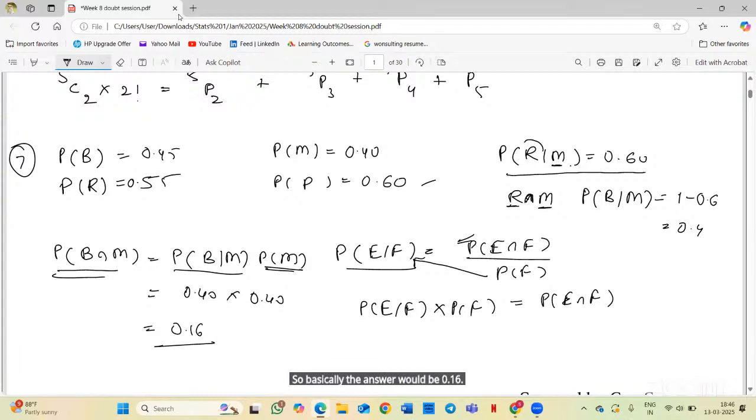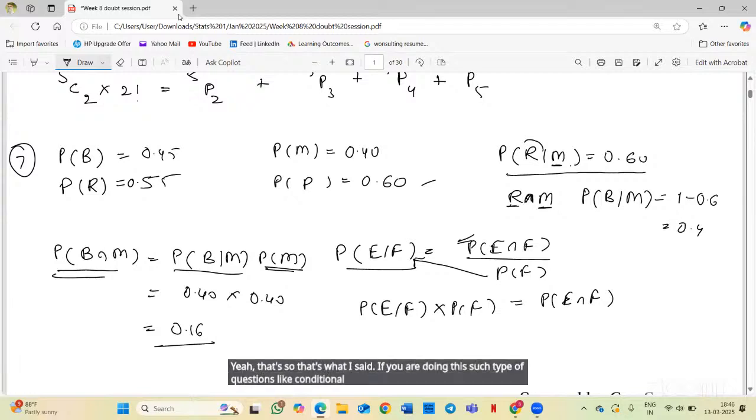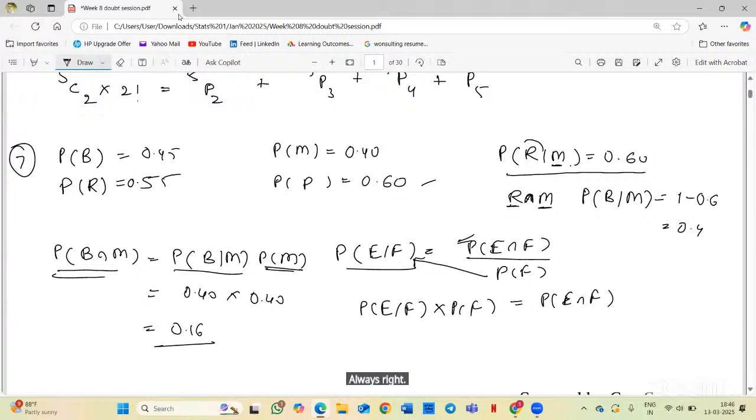Got it? Ma'am, I was confused in language only. Yeah, that's what I said. If you are doing such types of questions like conditional probability, Bayes theorem, law of total probability, you have to read the question more carefully, like 2-3 times, and always write down the values that have been given. Now you understood the question. Yes.